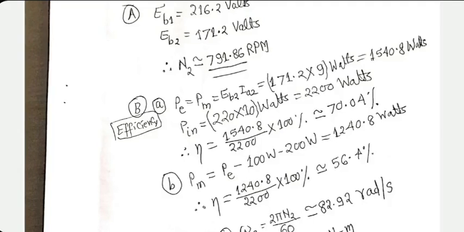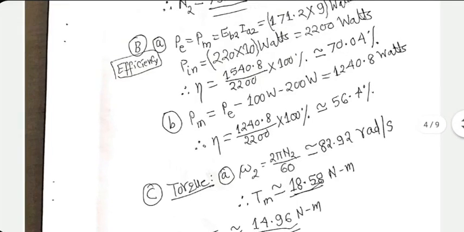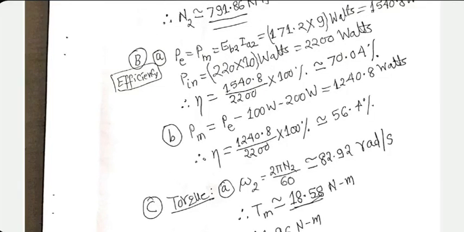In part B, the mechanical and iron losses are there. So mechanical power will be electrical power minus 100 watt minus 200 watt. So it becomes now 1240.8 watt. Input power is unchanged. Take the ratio and multiply by 100, you get 56 point something percentage.